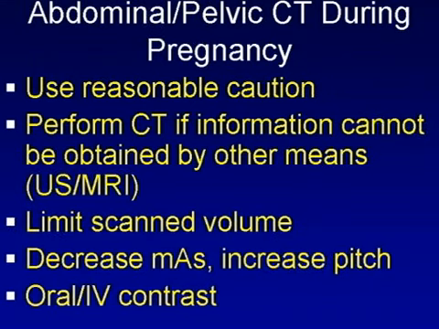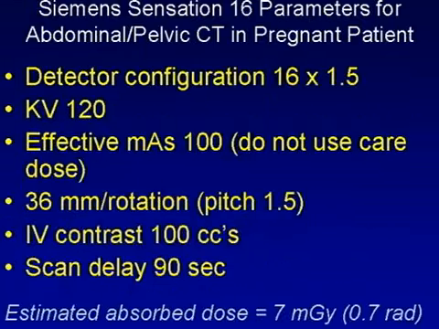So what should you do? Well, you should certainly use reasonable caution and perform the test only when absolutely necessary and if you can't obtain the information by other means such as ultrasound or MRI. You can limit the volume that is scanned in order to decrease the dose. You can decrease the MAS, increase the pitch, and we believe that if you're performing a study, let's say to rule out appendicitis, you should administer oral and IV contrast, because what you don't want to do is end up with a study where you've exposed the fetus but it's ultimately non-diagnostic.